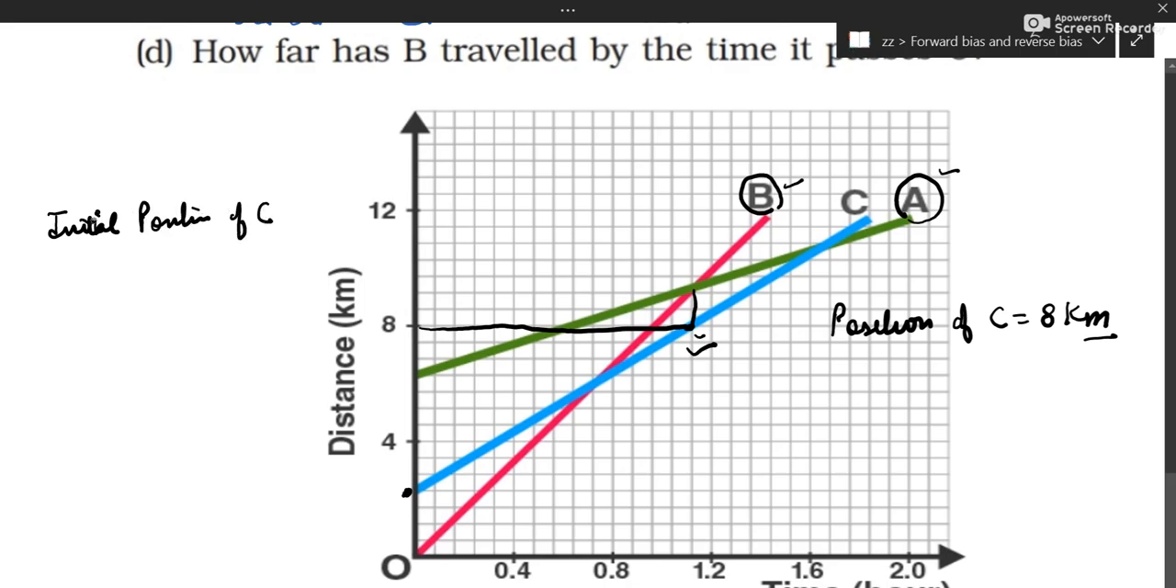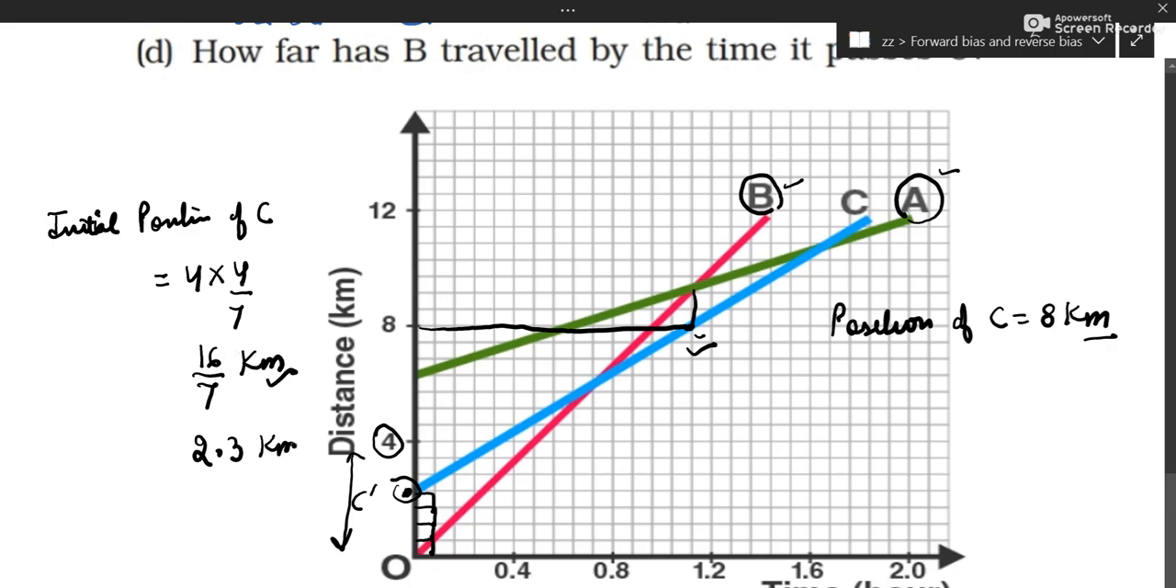So this is the initial position of C, C dash. This is 1 block, 2 blocks, 3 blocks, 4 blocks, and you already know that 1 block is 4 by 7 kilometer. So it is the 4th block. So 4 into 4 by 7, that is 16 by 7 kilometer. This is the initial position. 7 2s are 14, 7 3s are 21.